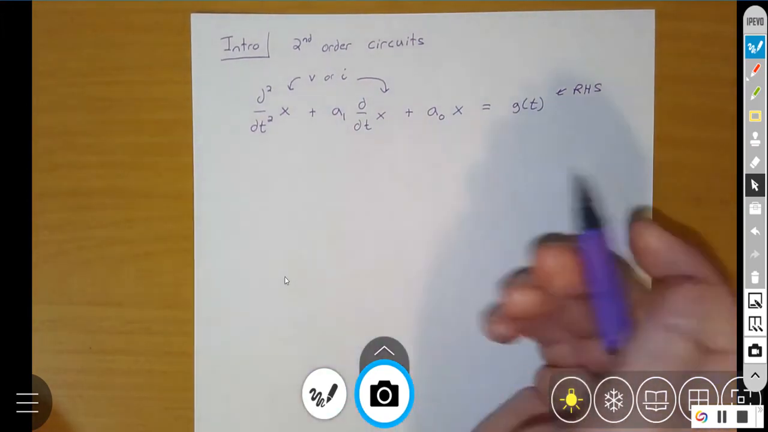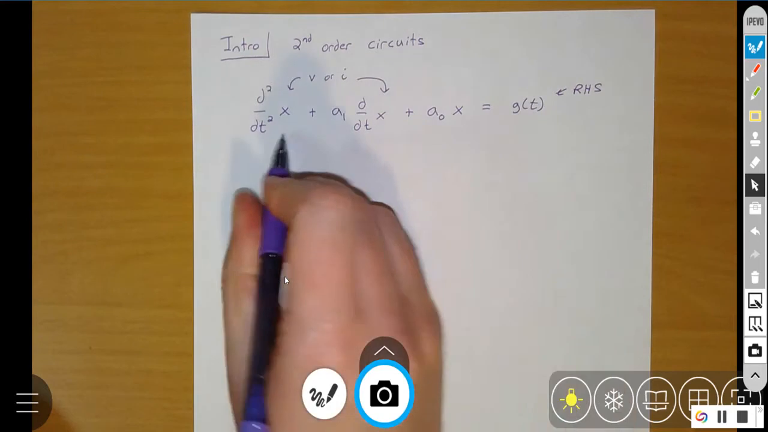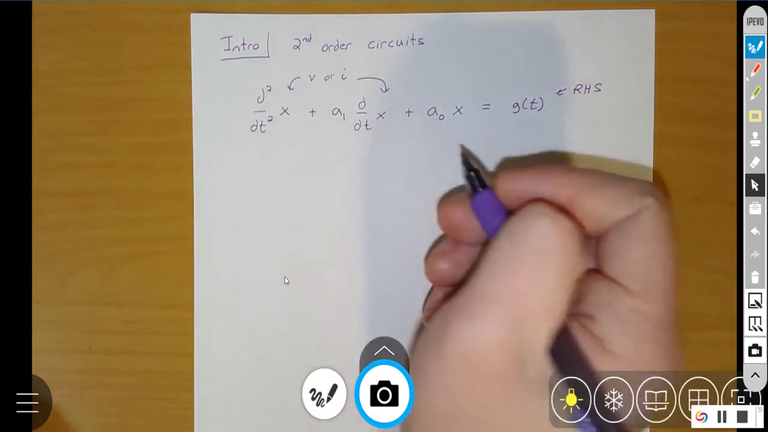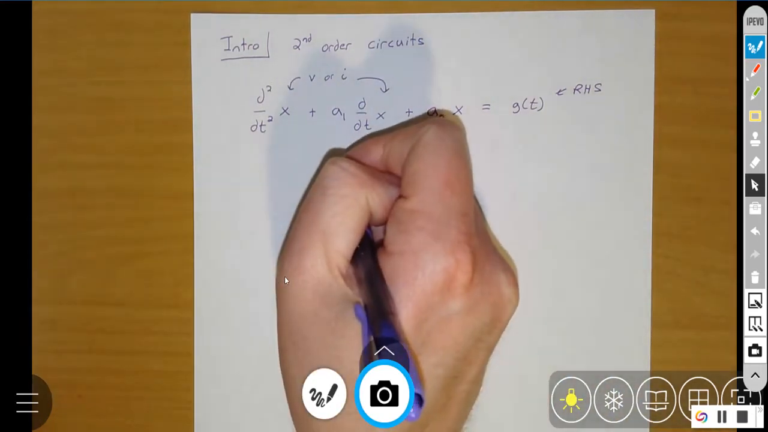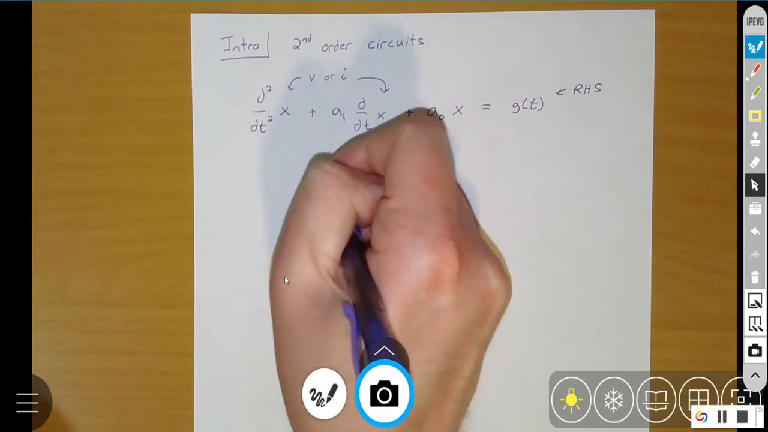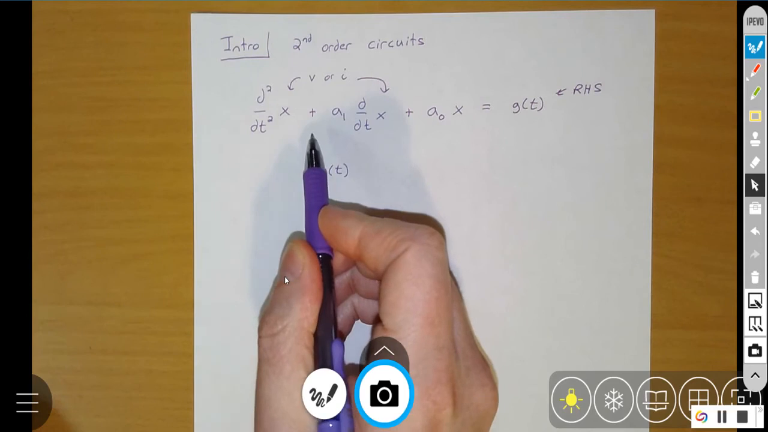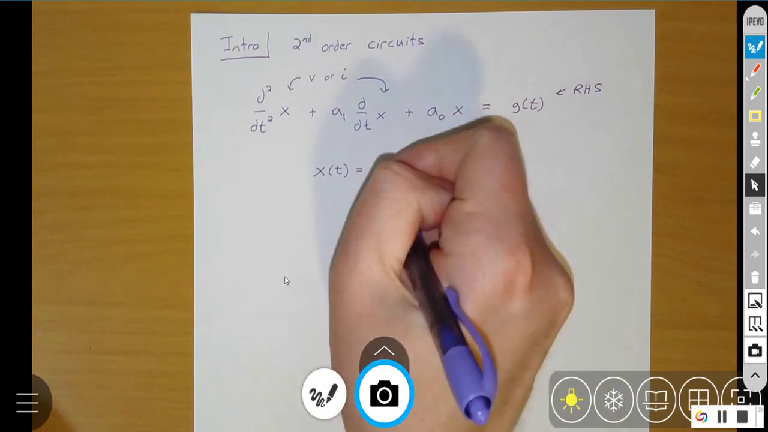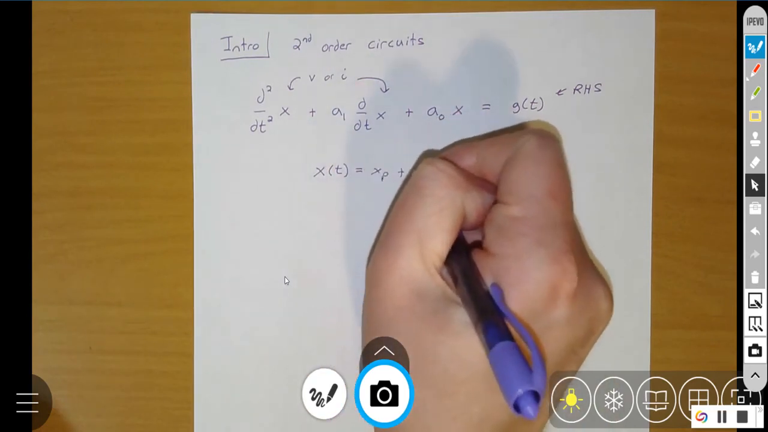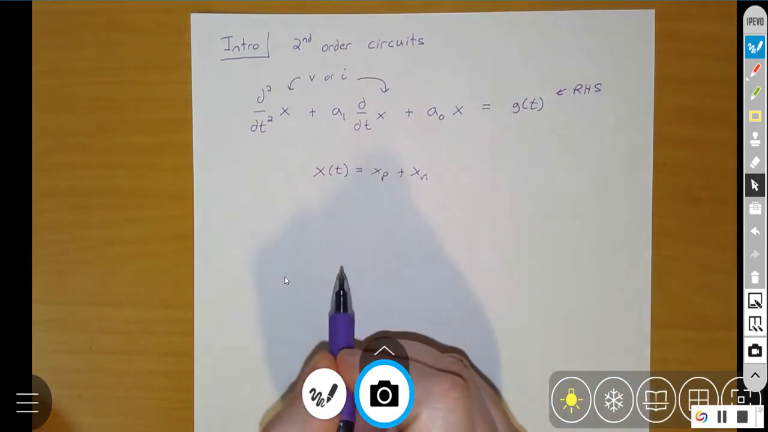So it'll look like this, and then we're going to have to solve it for x or v or i or whatever. The generic form says that when I solve these types of equations, these second order linear equations, they're going to take the form x particular plus x natural. That's the same as what we saw before.